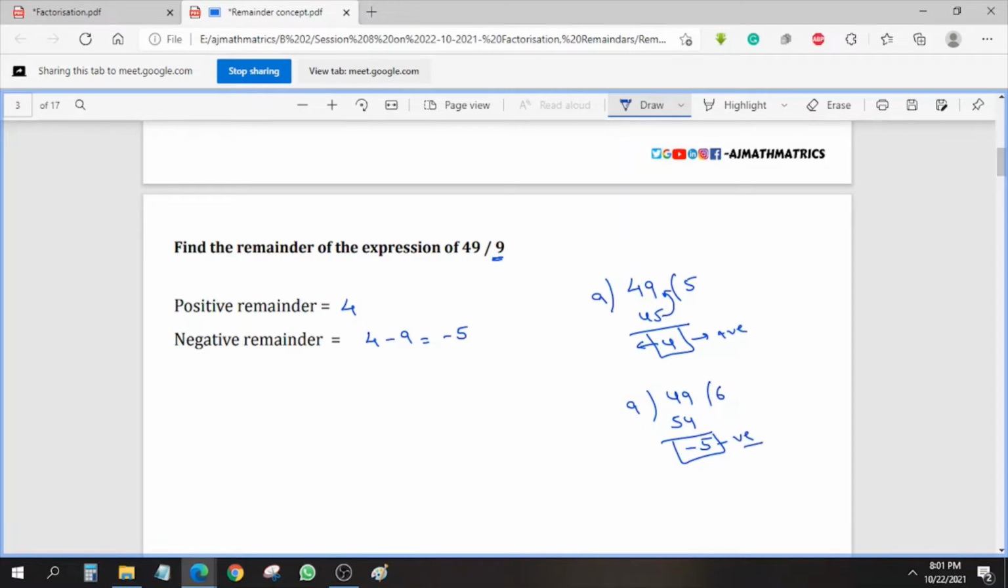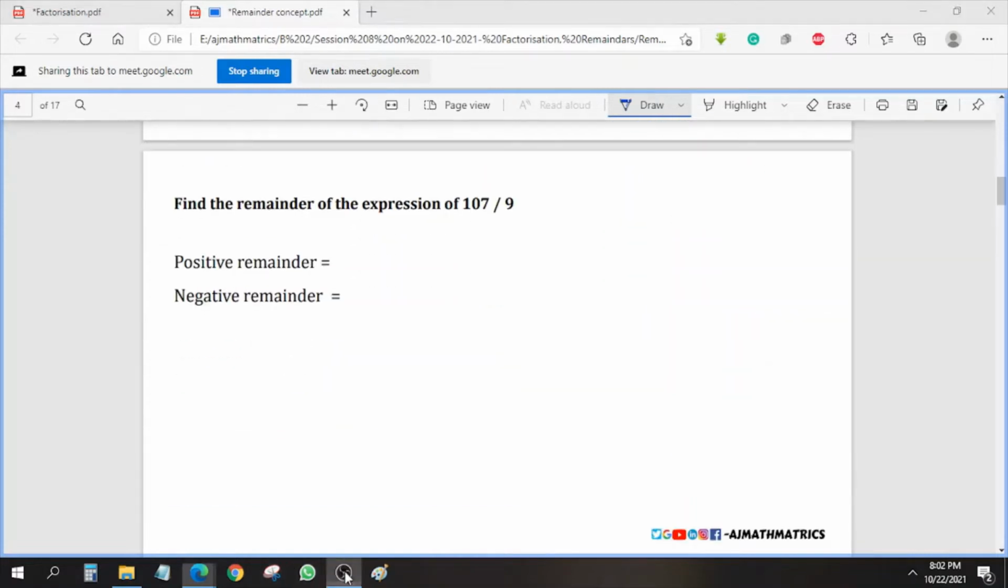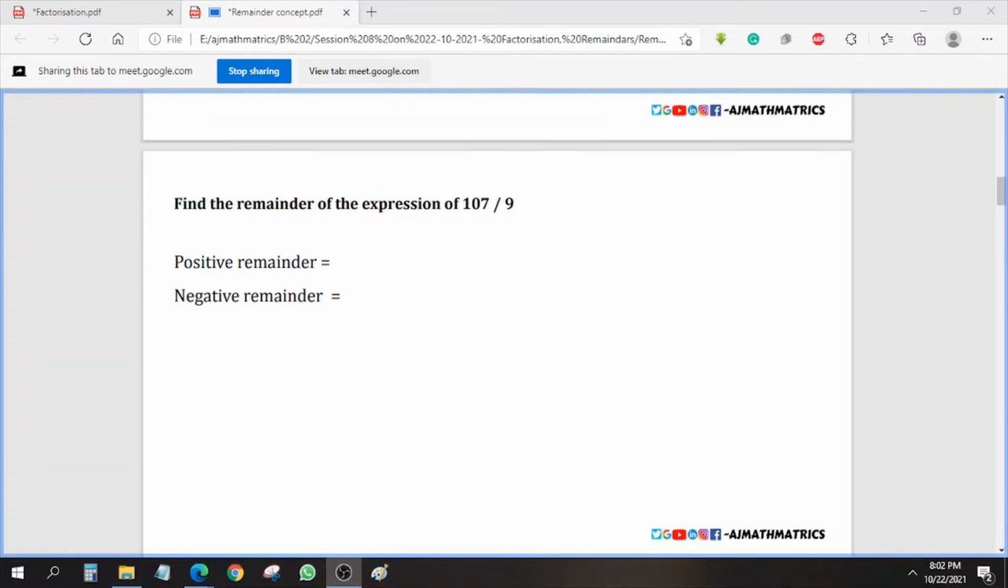So you don't need to do anything, guys. You can know the positive remainder easily. If you want to find out the negative remainder, you can simply subtract the divisor from the positive remainder, and you will get the negative remainder. Negative remainder is a negative value, positive remainder is a positive value. So these are the basic definitions of positive and negative remainders. Now I am expecting you to solve this one: the positive and negative remainders of 107 divided by 9.